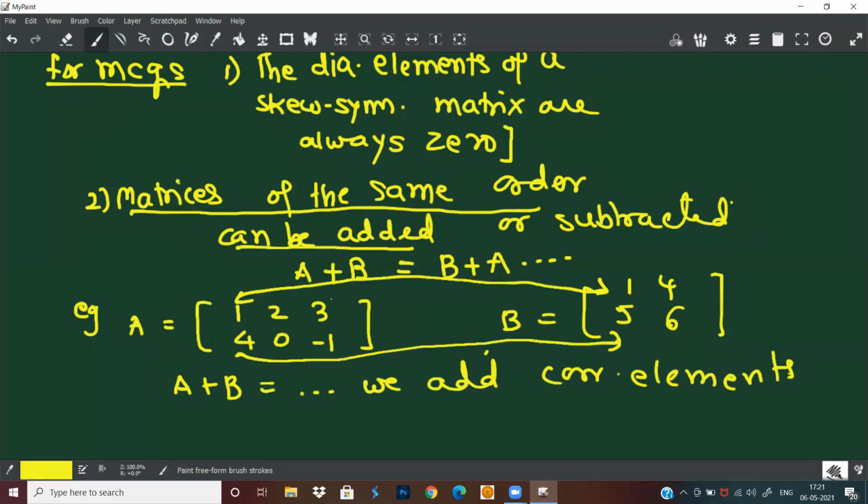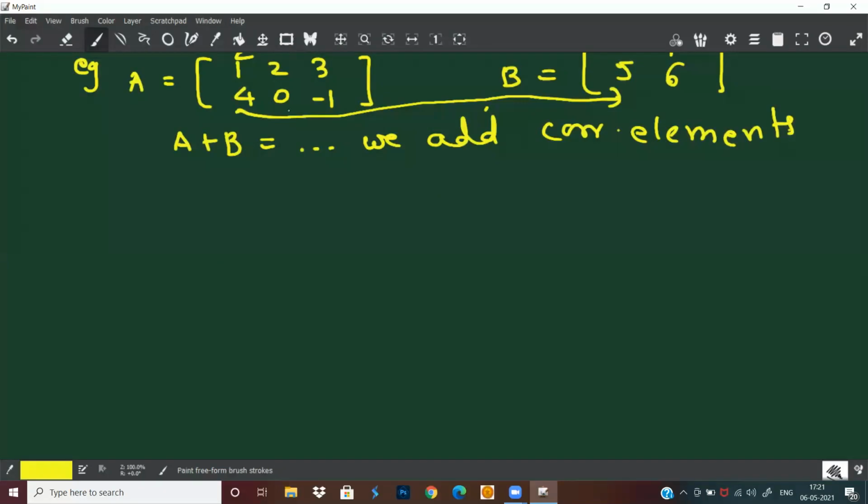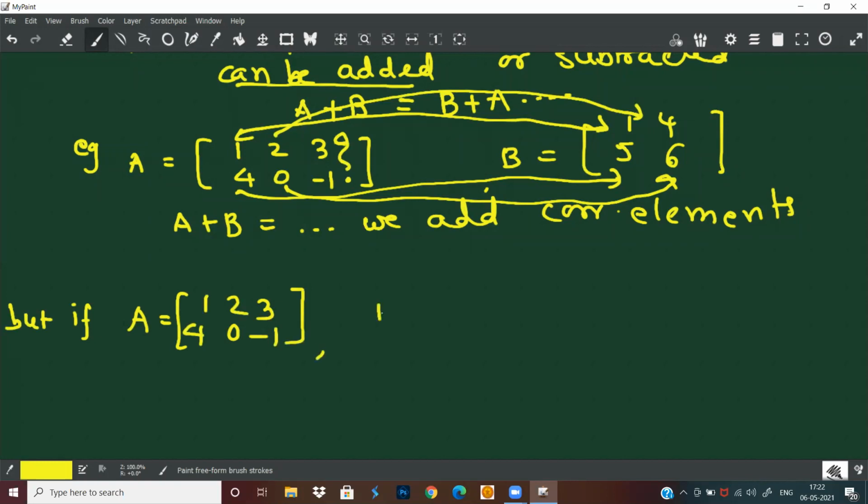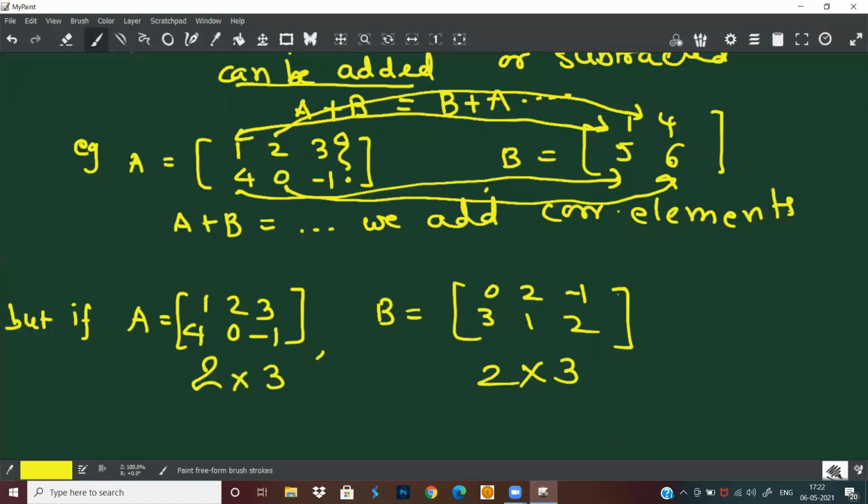So the corresponding of 1 is this, A11 with B11, the corresponding of this is this, and the corresponding of 2 is this. Correct. So you have to have the same order, but if your A is 1 2 3 4 0 minus 1 and B is 0 2 minus 1 3 1 2, this has order 2 rows and 3 columns, this has order 2 rows and 3 columns, then their orders are same, so A and B can be added.